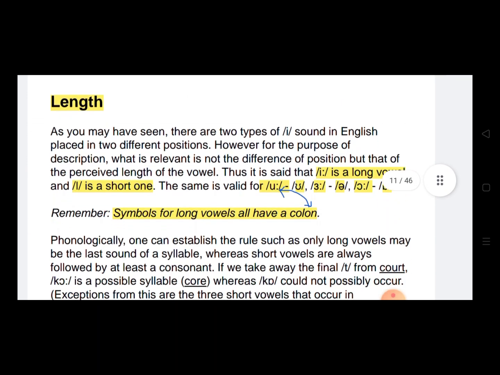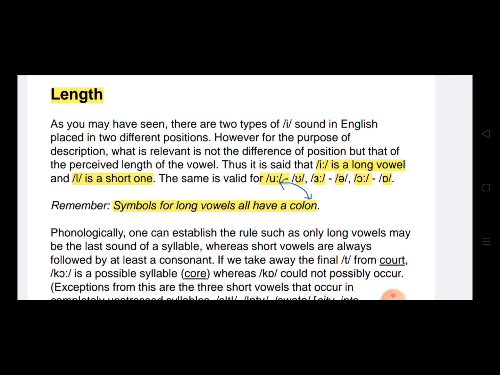Another quality of vowels is length, which means that the vowel we pronounce is long or short. As we see, one is a long vowel, whereas the other is a short vowel. And U is a long vowel. The long vowels are indicated by a colon with their symbol. So the vowels having a colon with their symbols are long vowels, whereas the vowels without the colon are short vowels.